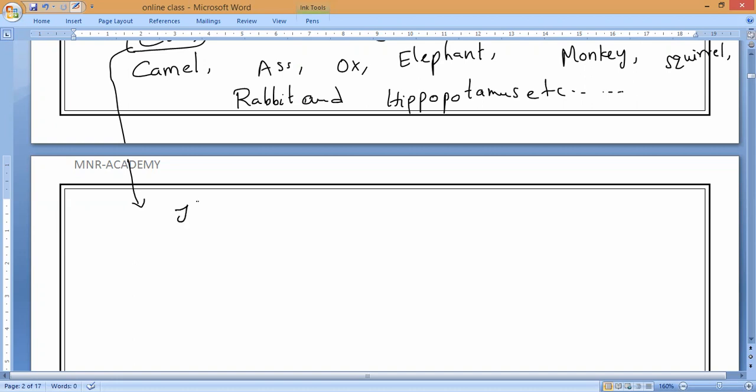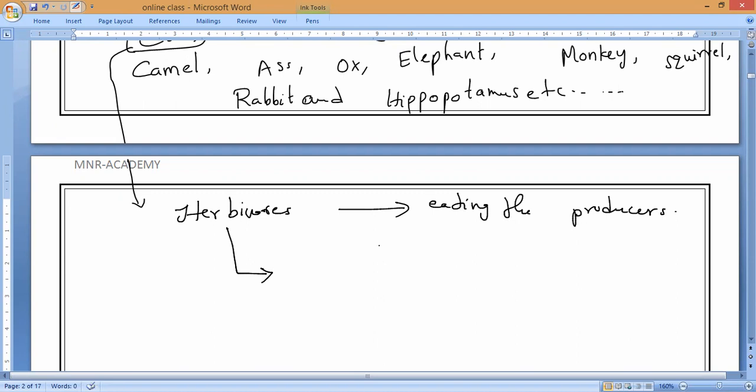So all the herbivorous animals, understand, they will get the food by eating what? Eating the producers. Directly they eat the producers or the products of producers. So that is why we call these herbivores. They are the first ones who eat the plants directly. That is why we call them primary consumers.